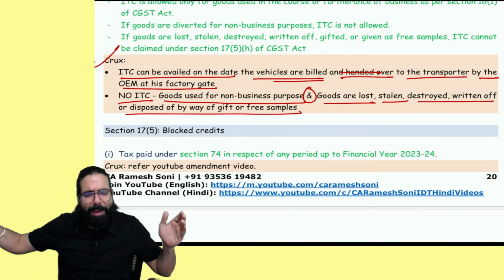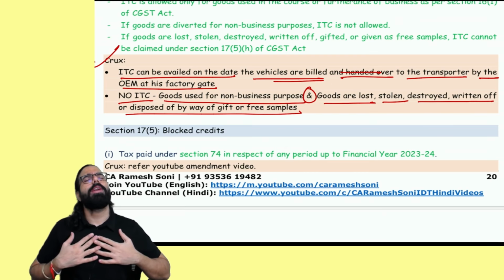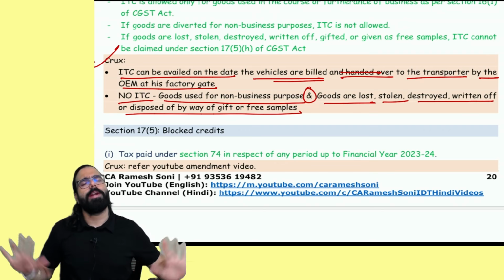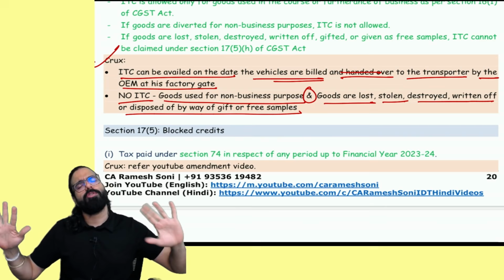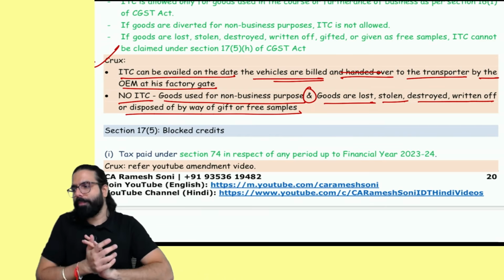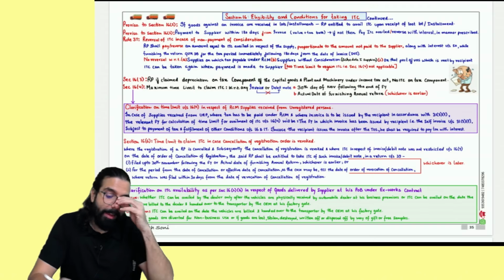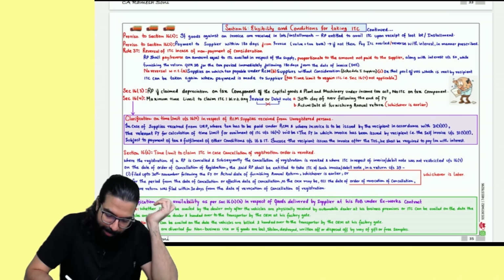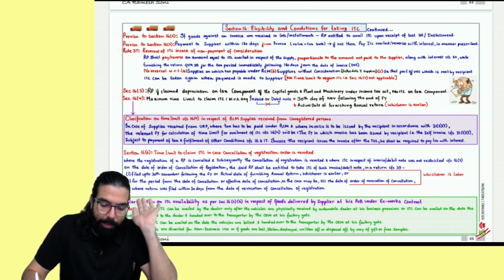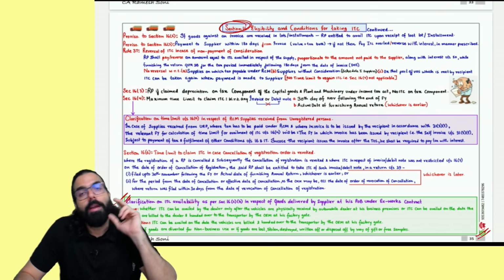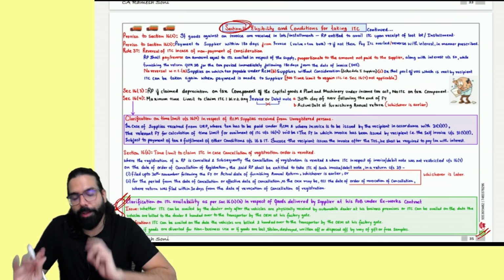Otherwise, at his factory gate, when the goods are handed over, I can go ahead and take the input tax credit. Done, sir. This point is clear. But, sir, on the way, if goods are lost, stolen, destroyed, then I will not get the credit. Done, sir. This point is clear. Before Section 17(5), in Section 16, this one small point I've inserted over here only, in the second chart of ITC for Section 16, this clarification I've put over here. Done, sir.